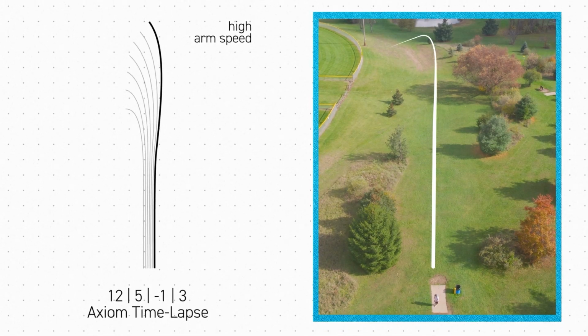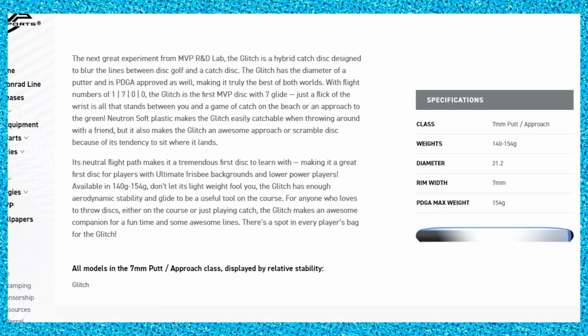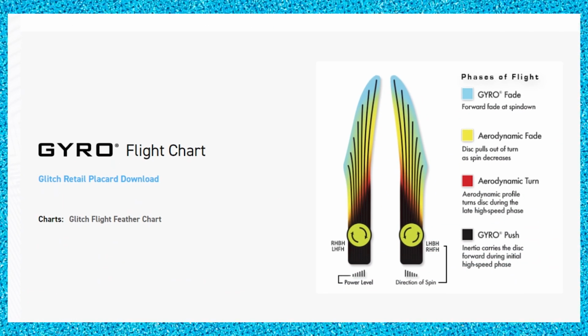If you're interested in seeing how power levels can affect flight shapes, MVP's flight feathers do a great job of representing the potential flight shapes across the power spectrum.